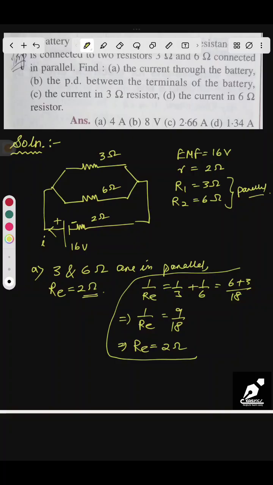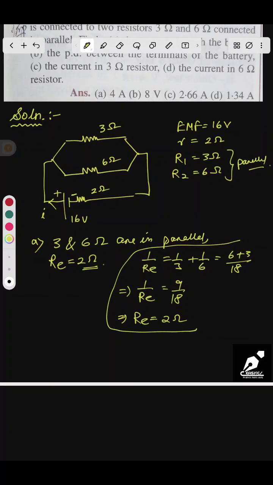Anyways, we need to find the current of the battery. You have found the equivalent resistance of these two resistors. What will be the equivalent resistance of the entire circuit? It will be the equivalent resistance of the two resistors 3 and 6 plus the internal resistance, because we know external resistance and internal resistance are always in series. It came as 2 and it is given as 2. The total, effective resistance of the circuit is 4 ohm, no doubt in that.